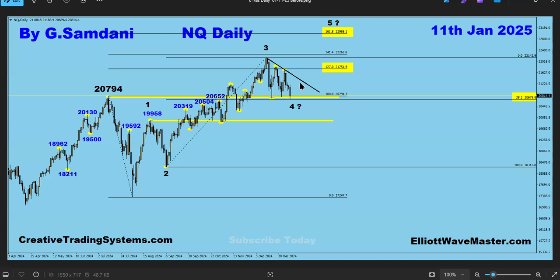So let's get started. This is the Nasdaq daily chart I made on January 11th, right? And after that, it started to go up. This is supposed to be going to the upside for wave 5 if we end wave 4 here above 207.94. So it did, and it started to go to the upside, right?